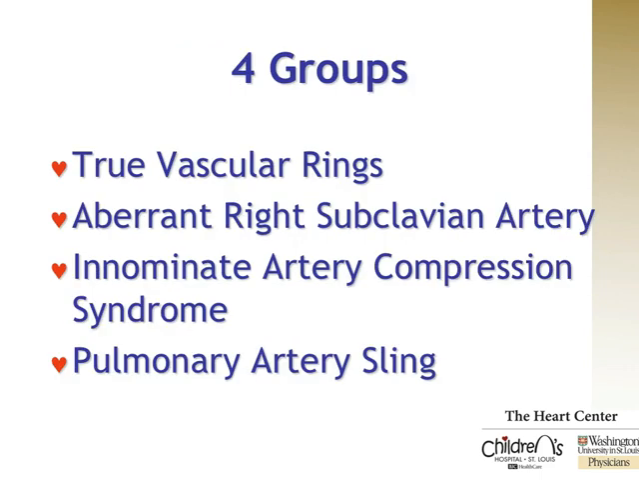And so for the remainder of the talk, I want to step through what I look at as four major but separate groups of vascular compression syndromes. I think a lot of people sort of lump things together and say these are vascular rings. Well, vascular rings, or what I would call true vascular rings, are really one of the four categories that we're going to talk about. The other three are aberrant right subclavian artery, the aortic compression syndrome, and pulmonary artery slings.